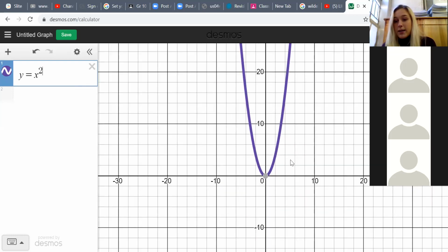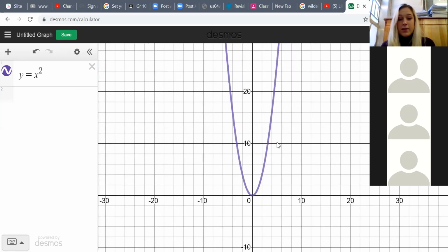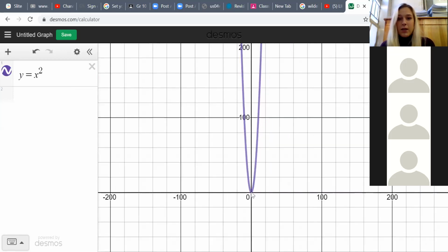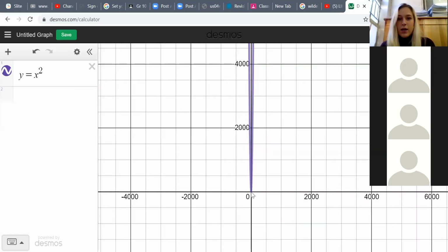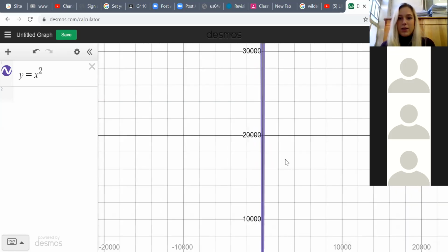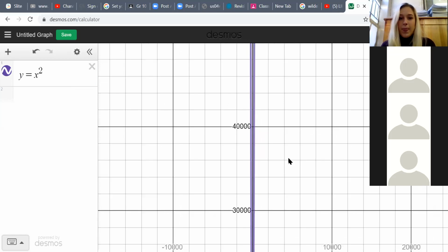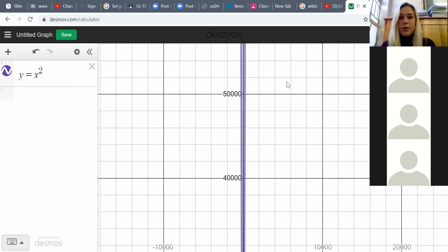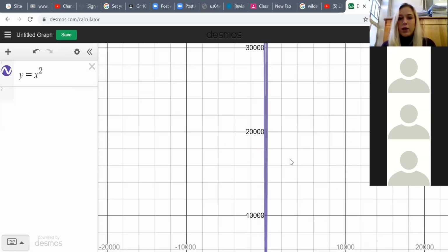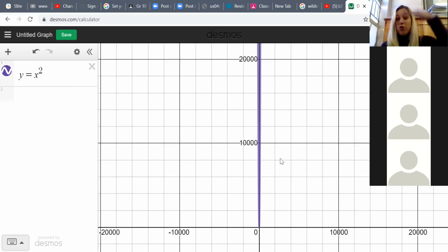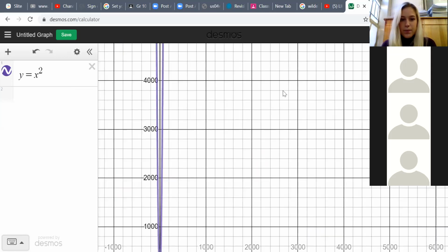Let's see if my assumption was correct. I said that it keeps on going forever and ever. Okay, so here's my origin, you can see it. It keeps zooming out and out. This parabola just keeps on going forever and ever. That's why we can say that when we're talking about the range of our parabola, it goes from 0 all the way to infinity, because it doesn't ever stop.